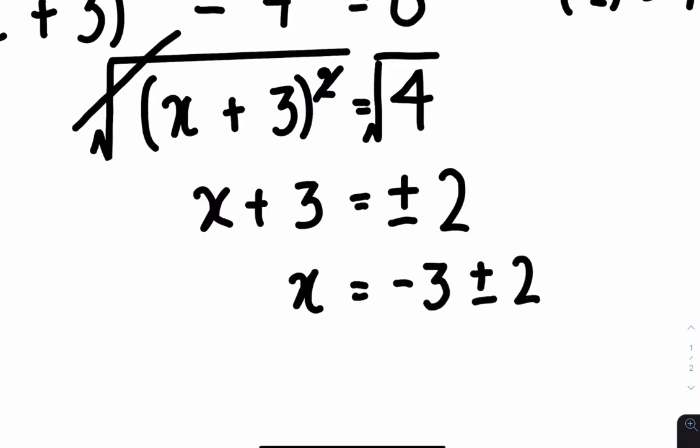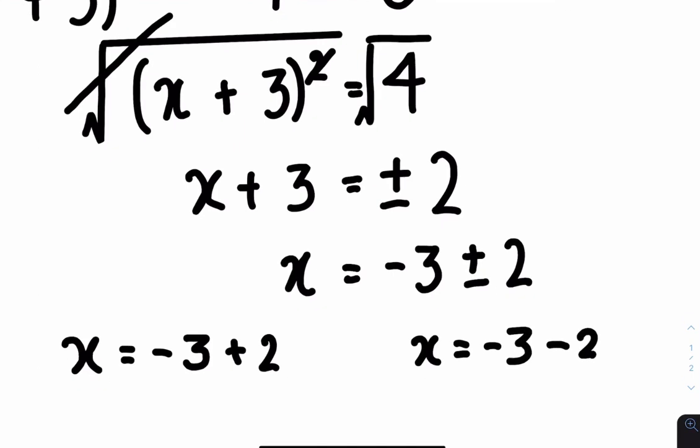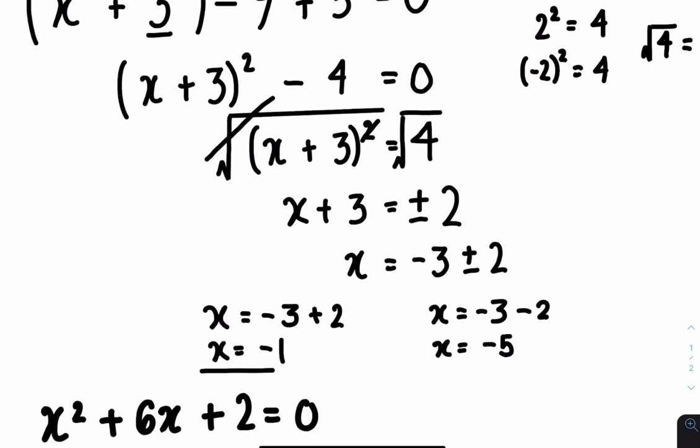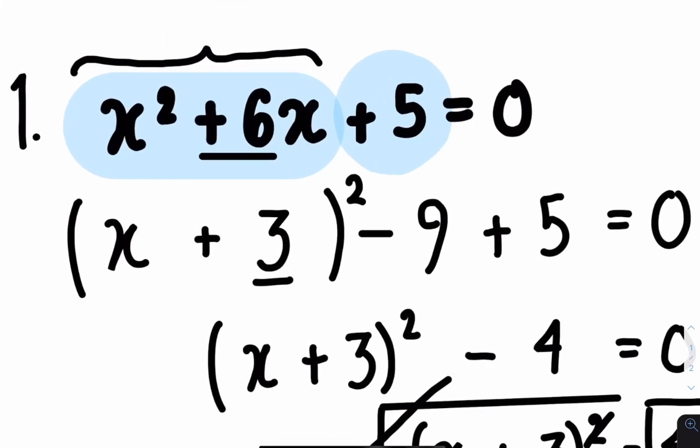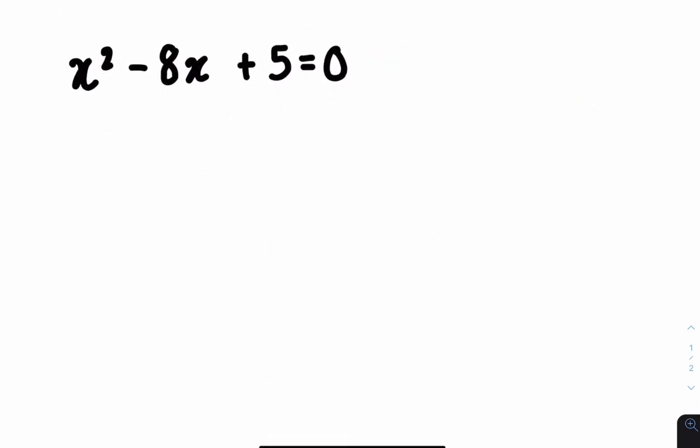So this leaves us with two solutions. x equals minus 3 plus 2, and x equals minus 3 minus 2. So x equals minus 3 plus 2 gives you minus 1, and minus 3 minus 2 gives you minus 5. So these are your final two solutions. And like any quadratic, because the highest power is a 2, you should have two solutions, which we do in this case. So now we've got x squared minus 8x plus 5 equals 0.